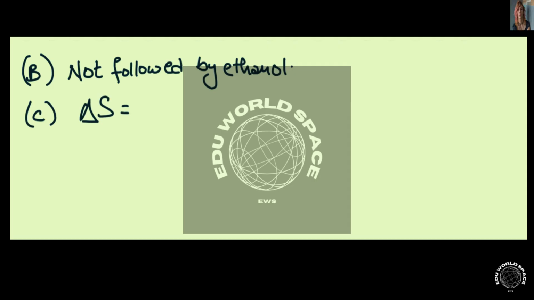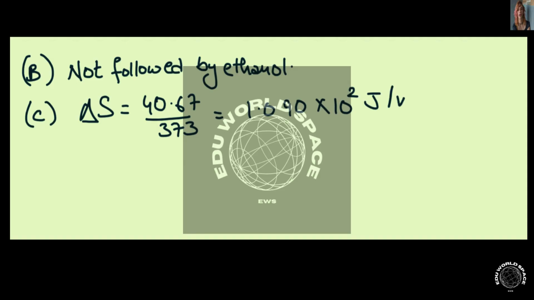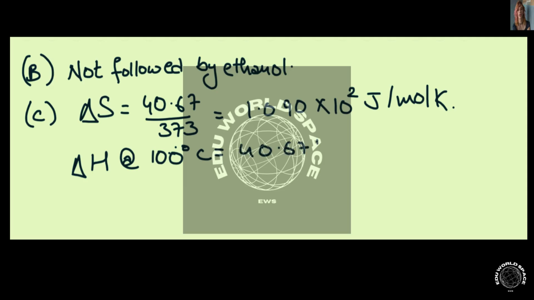So using the same formula, we have delta S equals 40.67 divided by 373, which gives us the value 1.090 multiplied by 10 to the power 2 joules per mole Kelvin. The enthalpy of vaporization at 100 degrees Celsius will be equal to 40.67 kilojoules per mole, while entropy delta S of vaporization will be 109 joules per mole Kelvin.